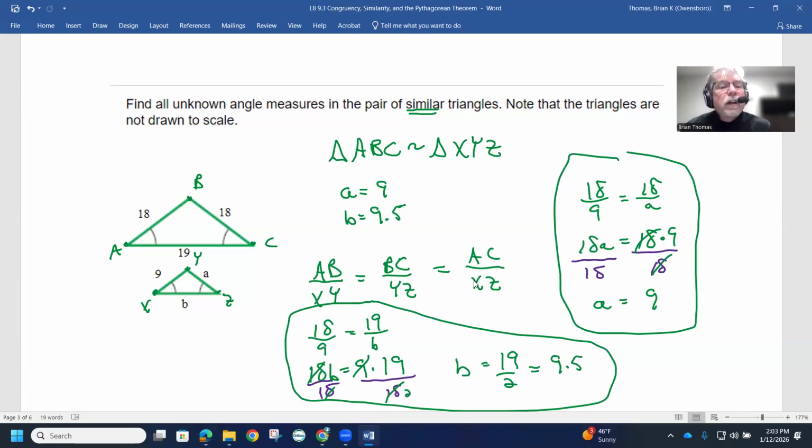It looks like it says find all unknown angle measures in this as well. I don't think it's asking for angles here. I think it's asking for missing sides. So that looks like a misprint. So we'll look back at that because we don't know anything about the angles per se. So this must be the unknown side measures because A and B are sides. So let me look into that, but I think that was a typo there in that problem. We're looking for the unknown side measures.